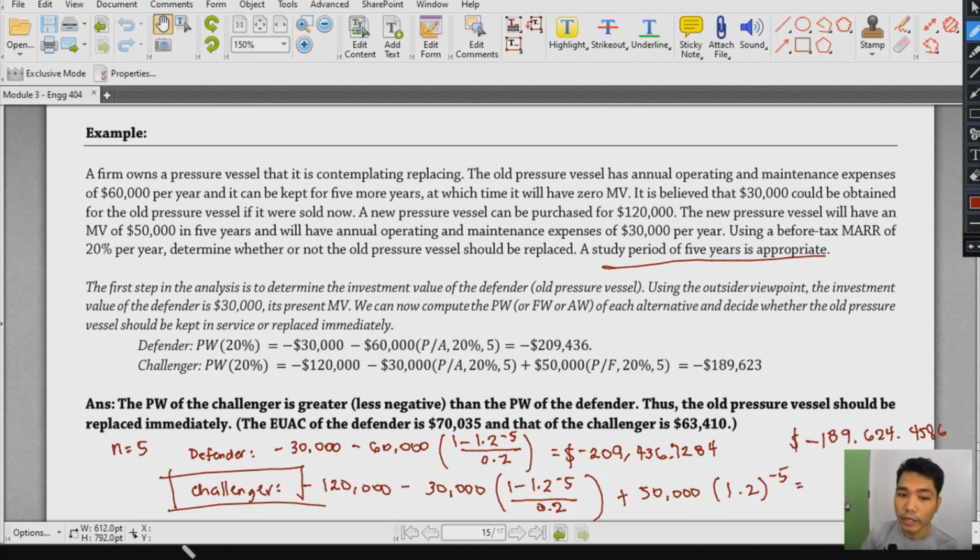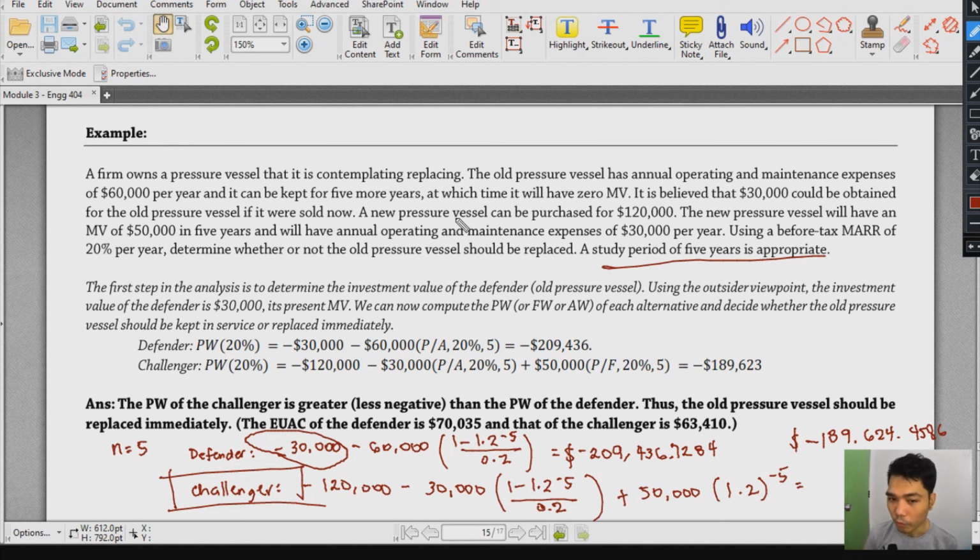And remember, you might be thinking, why is this negative? After all, it can be sold for 30,000. Sold, so that means it's like your profit, right? But then again, we're considering the outsider's viewpoint here. If it's the outsider, then I'm the one to purchase that certain pressure vessel. Therefore, I have to pay 30,000, and that payment is actually a cash outflow from me and not an inflow. And the 60,000, since it's the maintenance cost, is also an additional cost, so that's negative also.